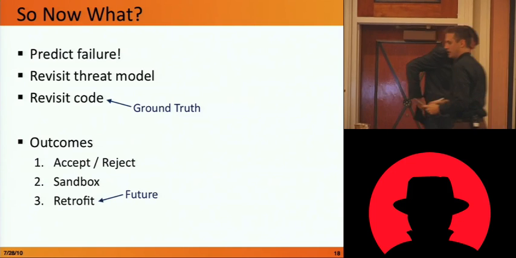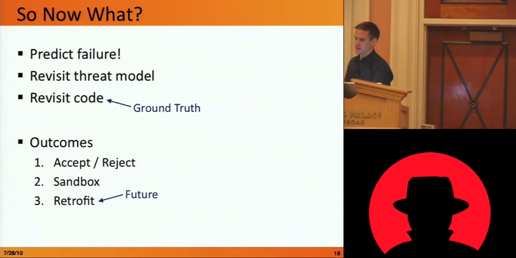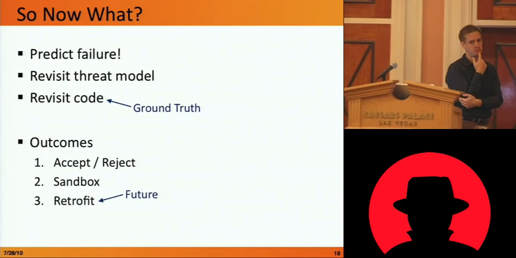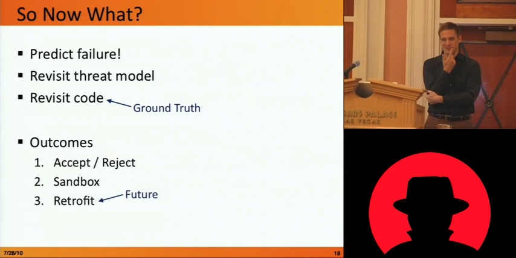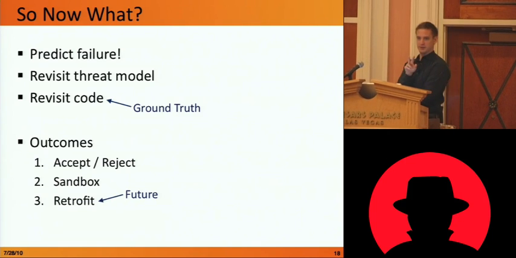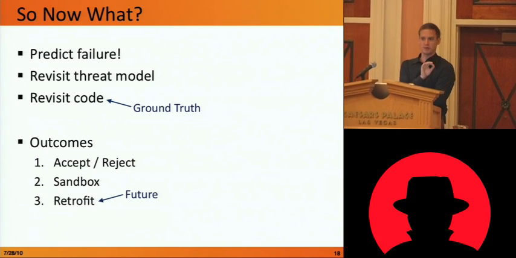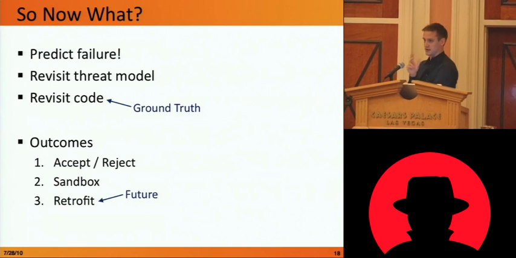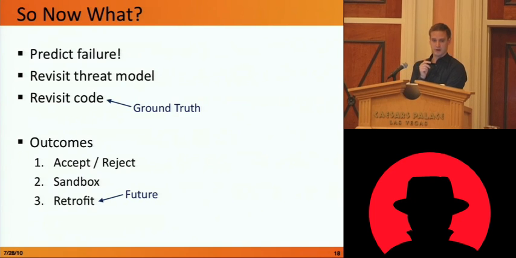Okay, so if there are, let's see, 3 things we're trying to leave you with. First is predict failure. First, it's fun. Second of all, we have to. We have to take the small number of data points that we've been given so far and think about how transitions to the cloud are going to cause failure. Obviously, that involves revisiting the threat model.